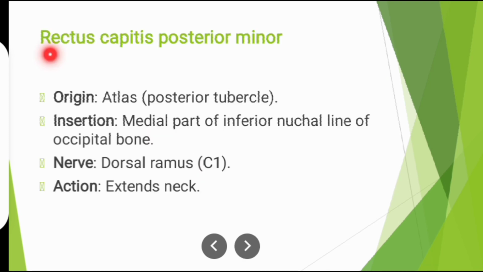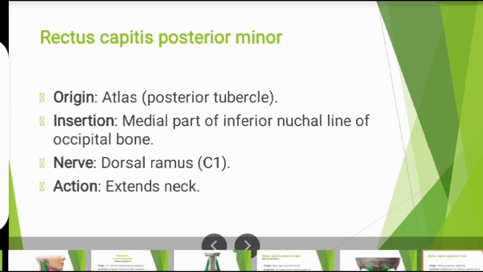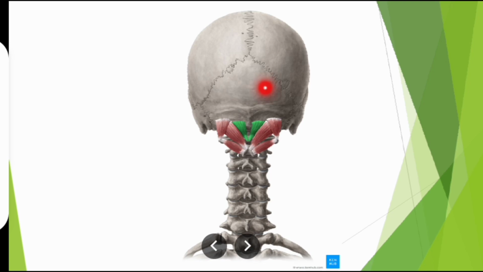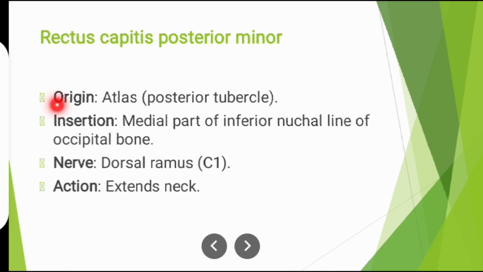The next muscle is rectus capitis posterior minor muscle. The muscle in green is rectus capitis posterior minor muscle. Origin atlas posterior tubercle. Insertion medial part of inferior nuchal line of occipital bone. Nerve supply dorsal ramus. Action involving neck extension.